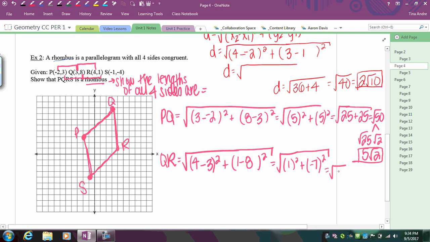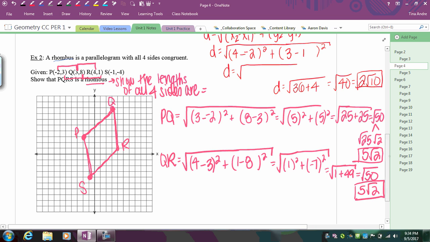So then I have 1 plus 49. At this stage here, once you've squared the numbers, you should never have negatives. So if you're looking at my numbers here, I never get negatives. So then I get the square root of 50, which we know breaks down to 5 radical 2, because you have square root of 25 times square root of 2 becomes 5 radical 2.